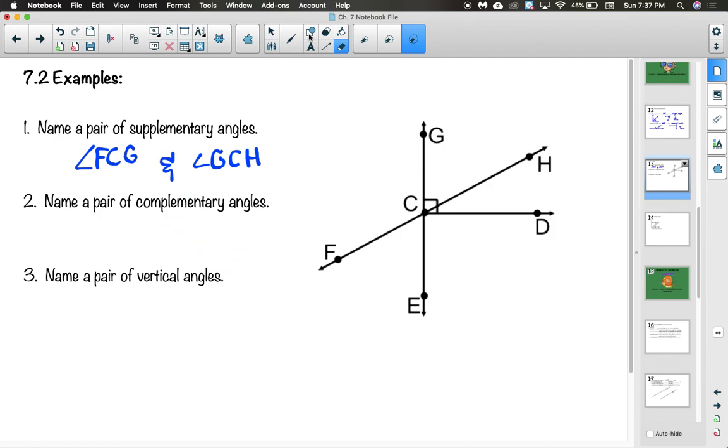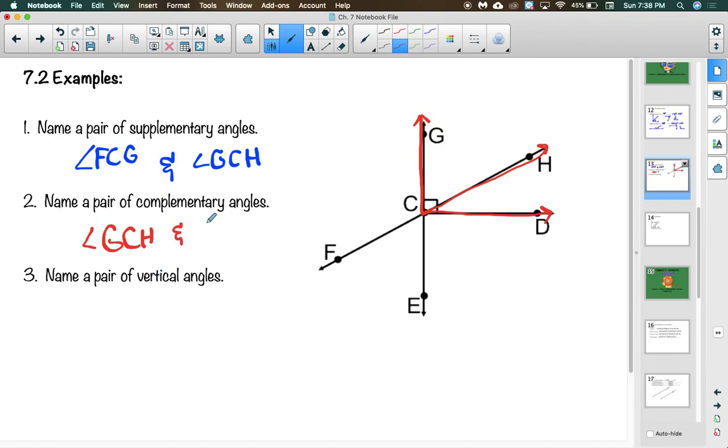Name a pair of complementary angles. So for supplementary angles, I started off by looking for a straight angle. For complementary angles, I start off looking for a right angle. So here is a right angle. And there is a ray that comes in the middle and splits that angle into two smaller angles. So this angle here and this angle here are complementary because when you put them together, the outside edge is a right angle. So my pair of complementary angles are angle GCH and angle DCH.